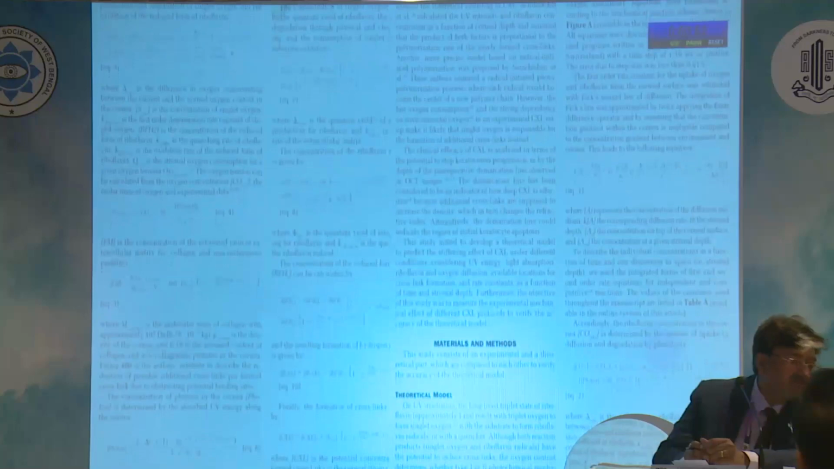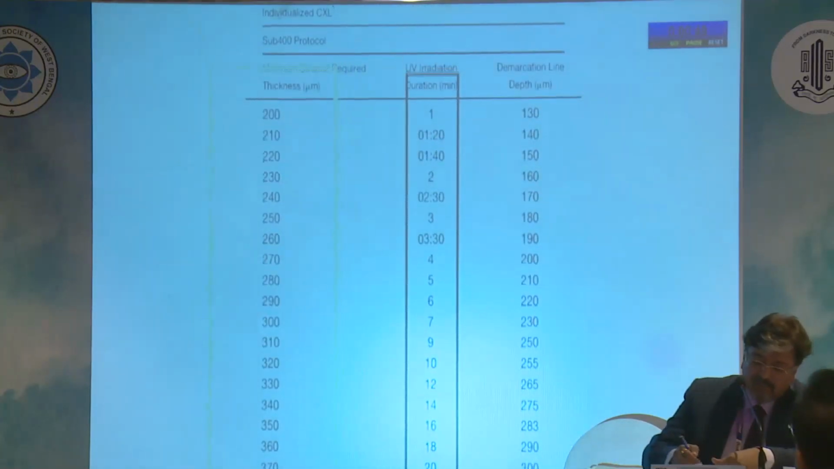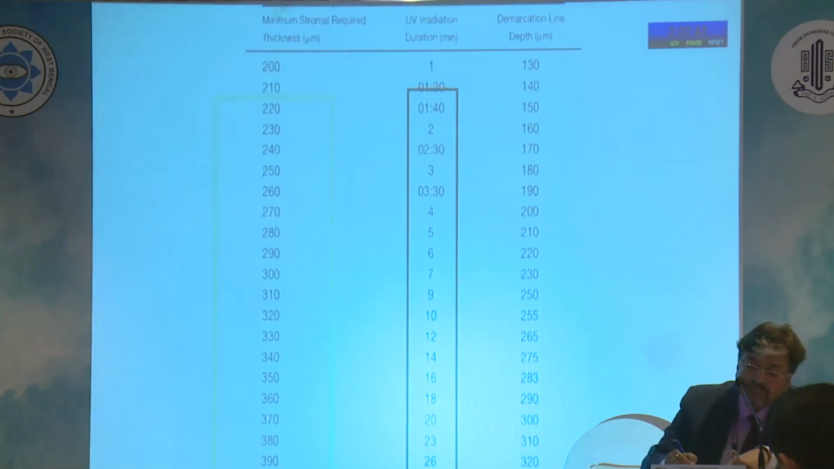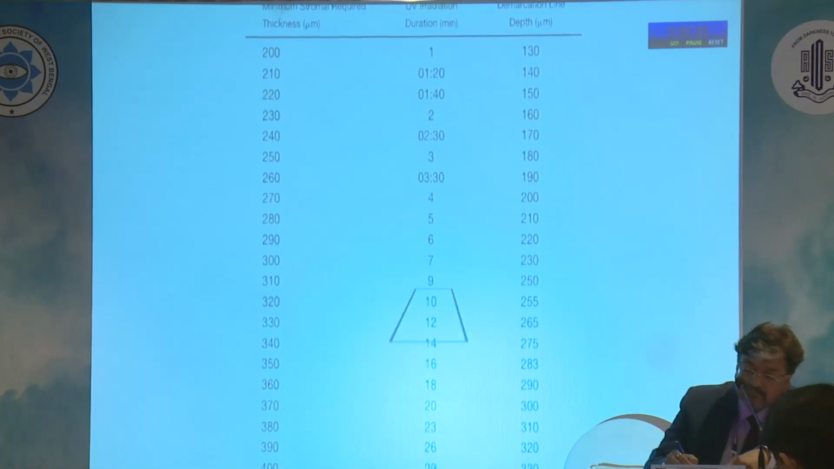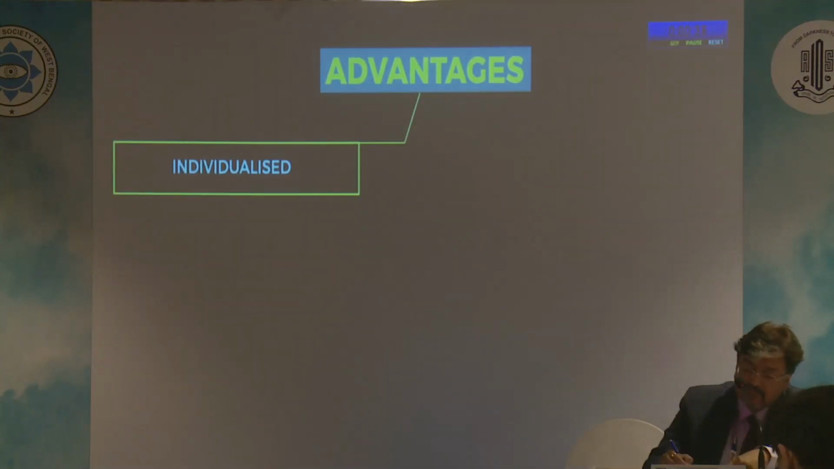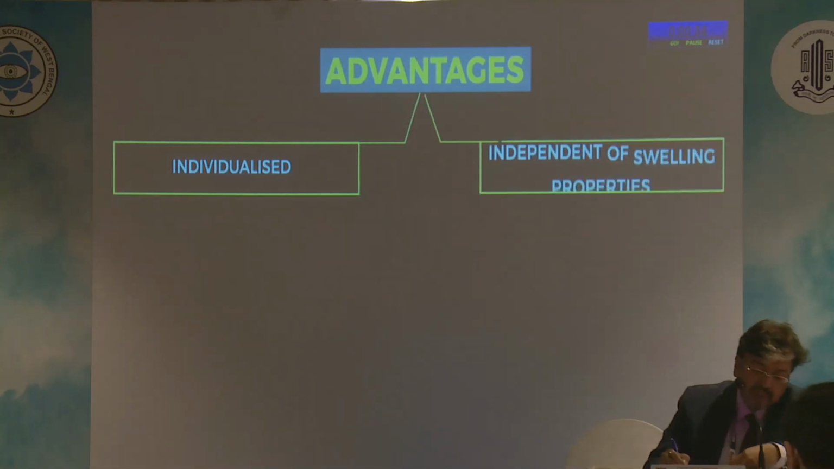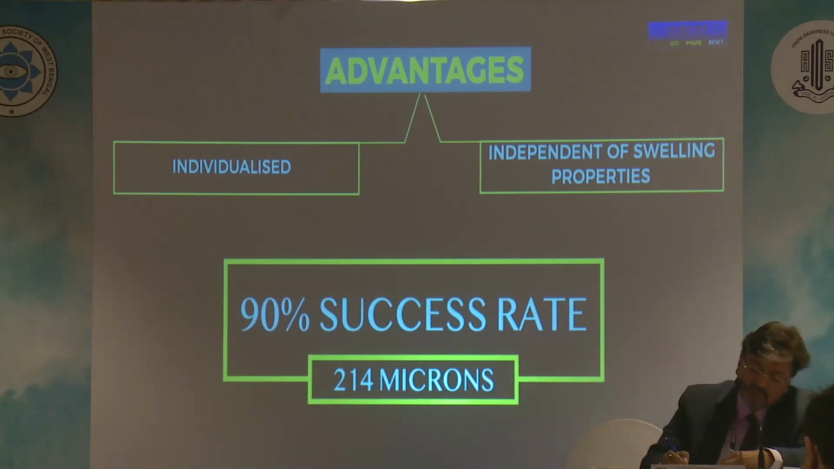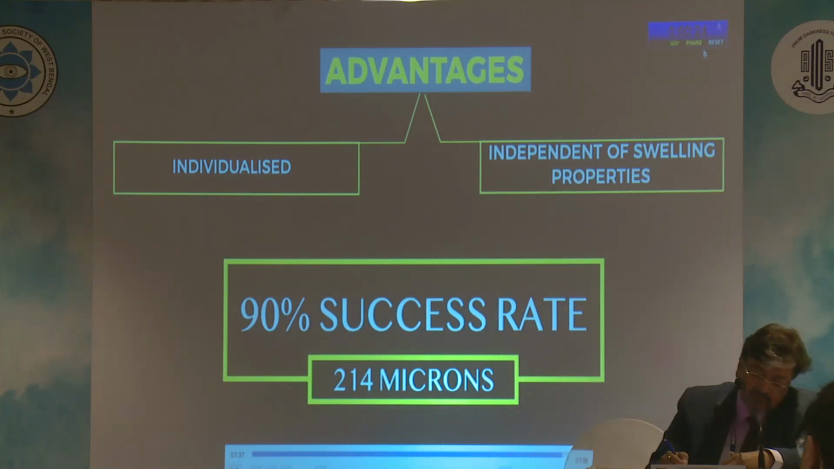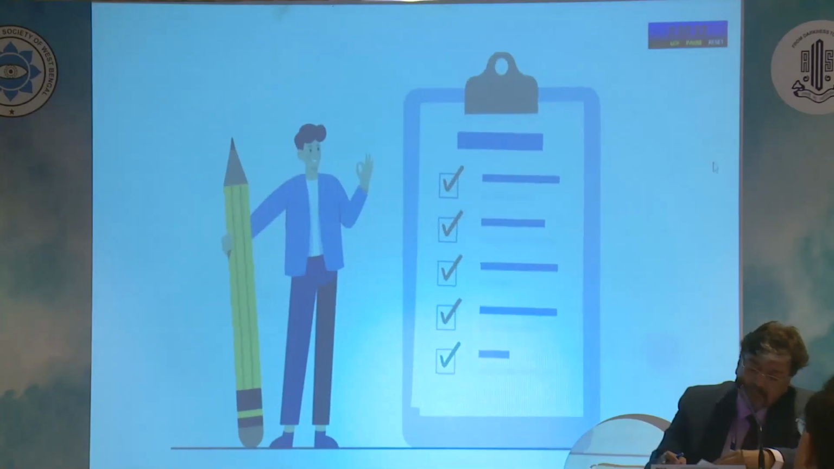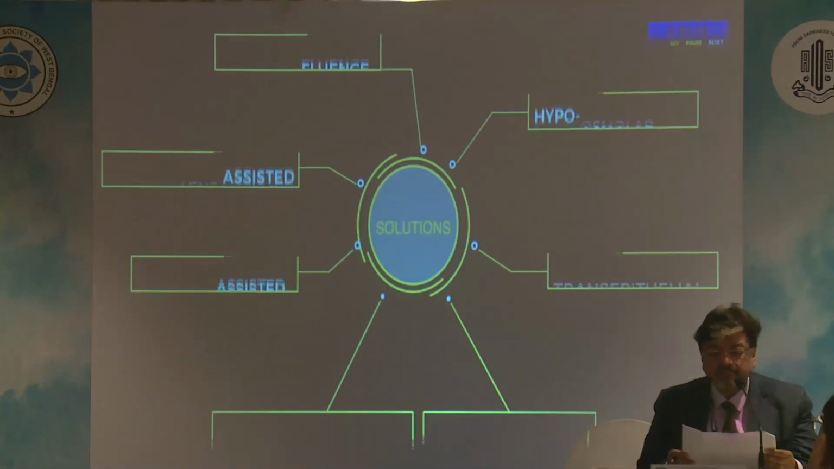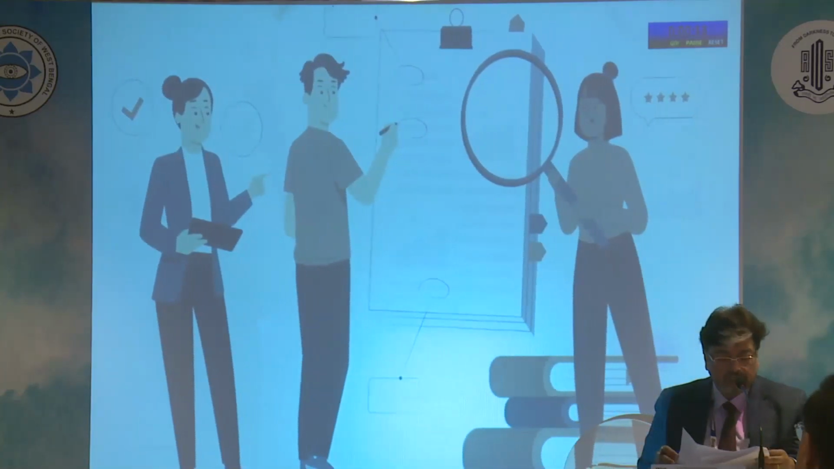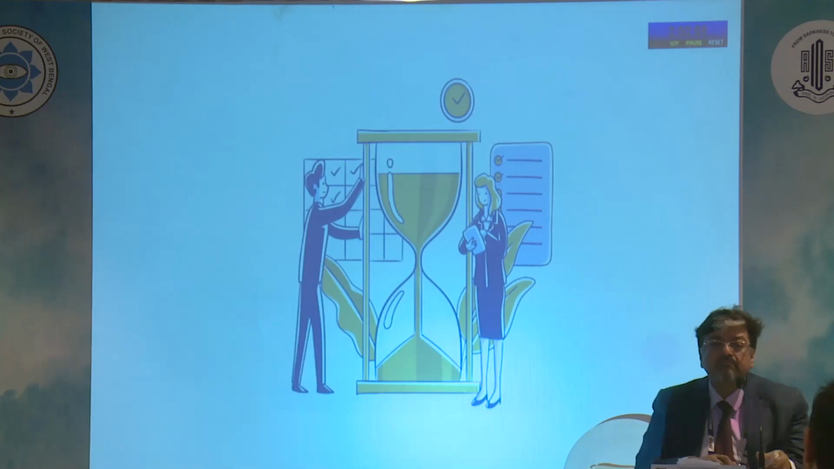They then arrived at this really complicated looking formula, the simplified clinical translation of which is this table, which clearly outlines the treatment times required as per the existing pachymetry values. The obvious advantages are that this procedure can be highly individualized and is independent of the swelling properties of the cornea. The group demonstrated a 90% success rate, allowing for CXL of corneas with a stroma as thin as 214 microns. In summary, there exist innumerable modifications that allow for cross-linking in thin corneas, and long-term trials evaluating their safety and efficacy are perhaps the need of the hour.